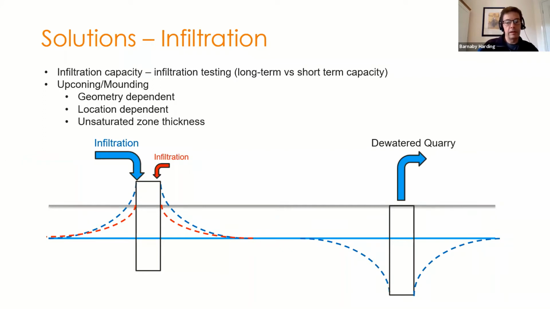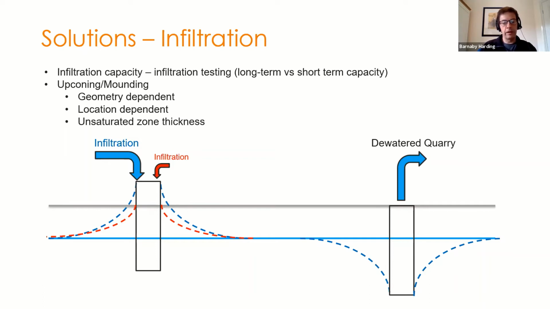Then you've got the ability of the ground to accept the water and hydraulic issues. Infiltration testing for soakage is pretty well established. There's a standard way of doing that, but it does tend to focus on short-term infiltration rates, and there are issues once you start looking at long-term infiltration rates that aren't really fully allowed for in those assessments. And one of the main issues here is upconing or mounding of the groundwater beneath the infiltration feature.